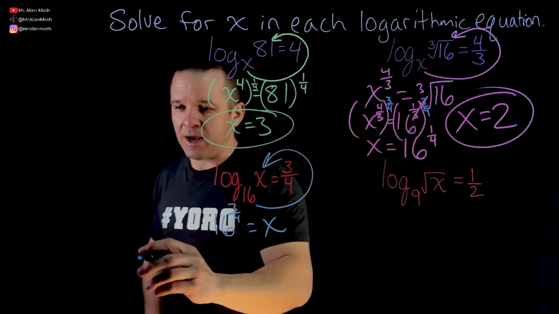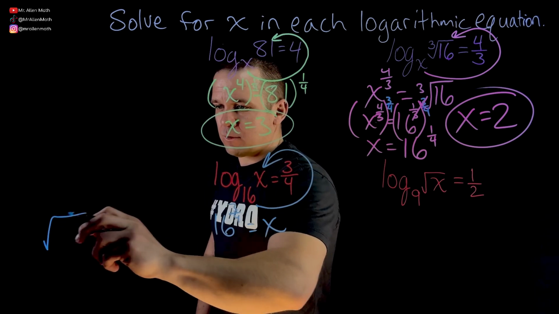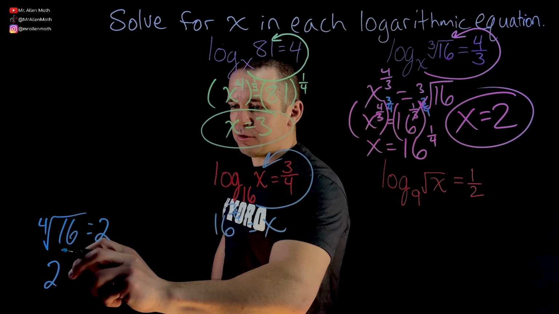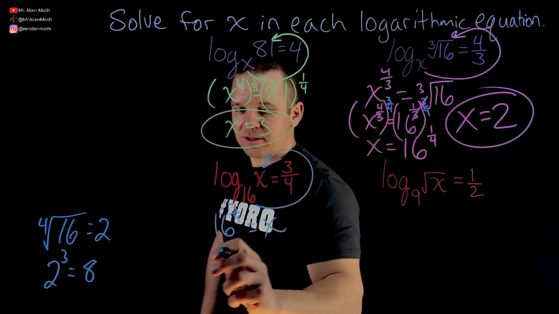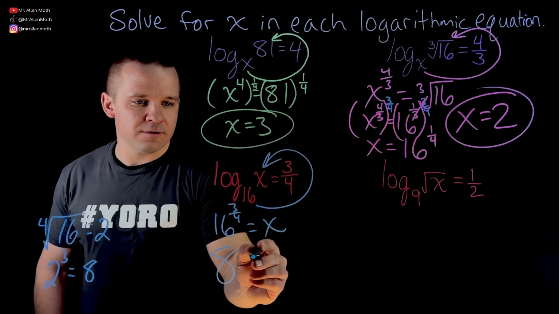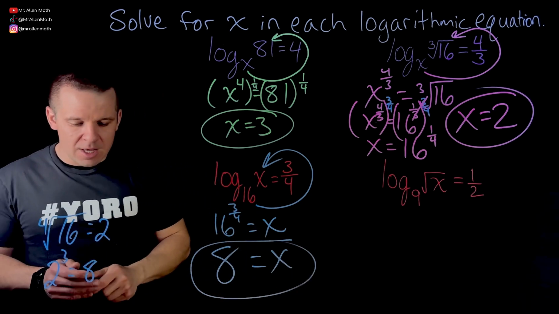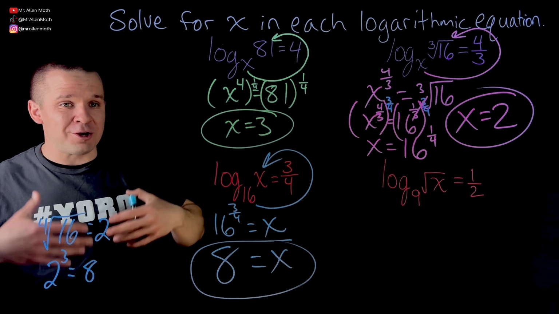Okay, so I'm going to do a little side math. So we do the 4th root of 16. That gave me 2, and then we're doing 2 cubed. That gives me 8. So I get 8 right here equals x. Done. Wasn't so bad. But you got to be used to your rational exponents.